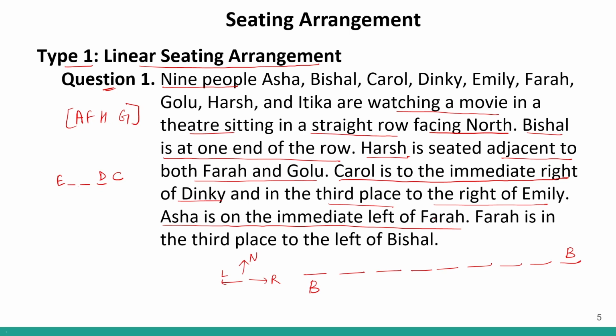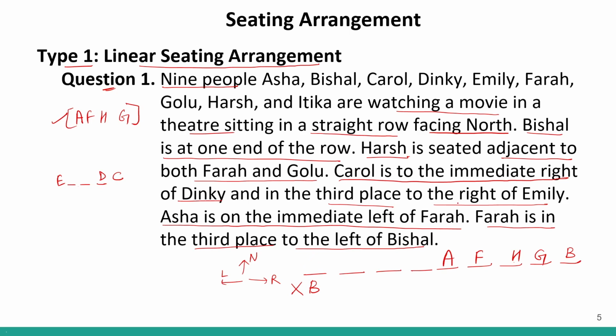Okay? Now we are told that Farah is in the third place to the left of Bishal. So over here, if Bishal is over here, do we have a place to the left? No. So this is an incorrect possibility. So third place to the left means 1, 2, 3. Farah will be sitting over here. Third place to the left of Bishal. Correct? So if F is over here, I will fill this information. A, F, H and G. Correct? A, F, H and G. Now I can fill this information also.